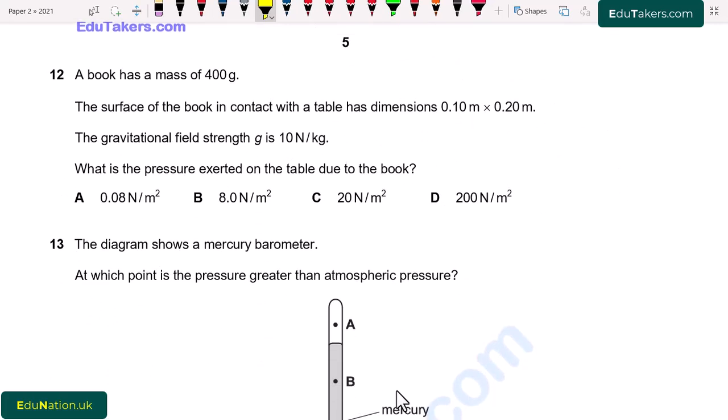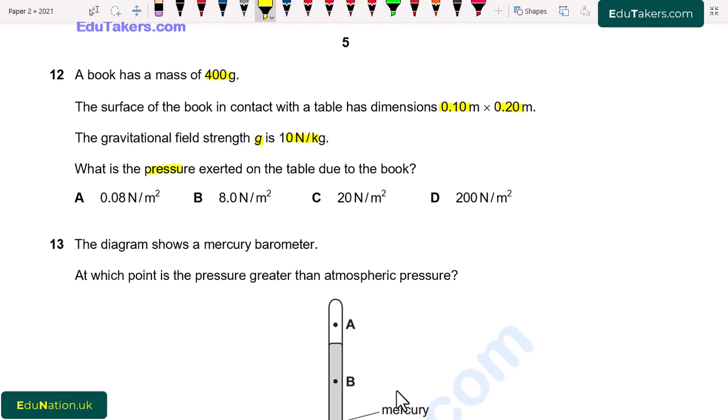Question number 12. A book has a mass of 400 gram. The surface of the book in contact with the table has dimensions of 0.10 meter cross 0.20 meter. The gravitational field strength g is 10 Newton per kilogram. What is the pressure exerted on the table due to the book?